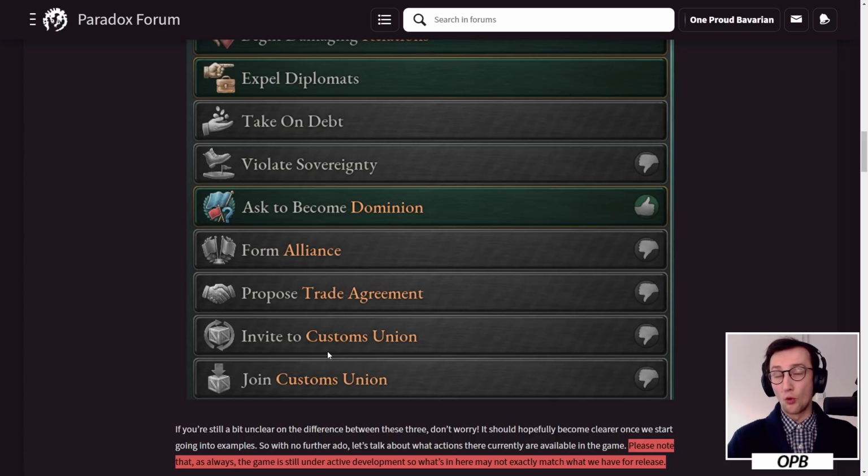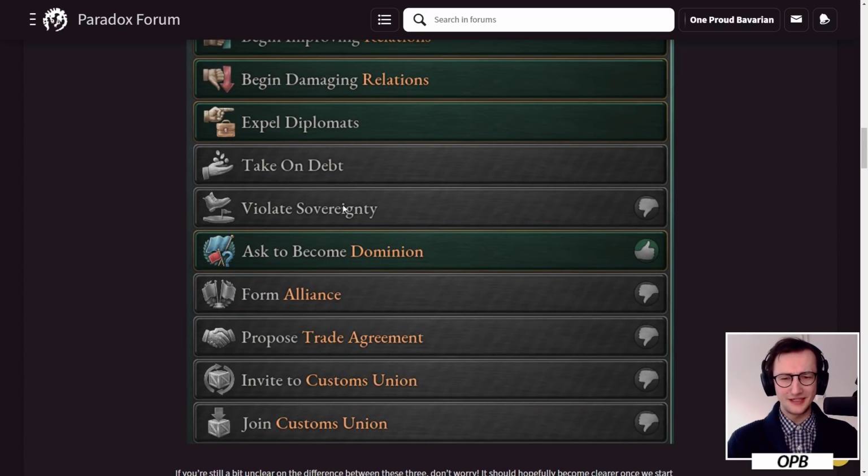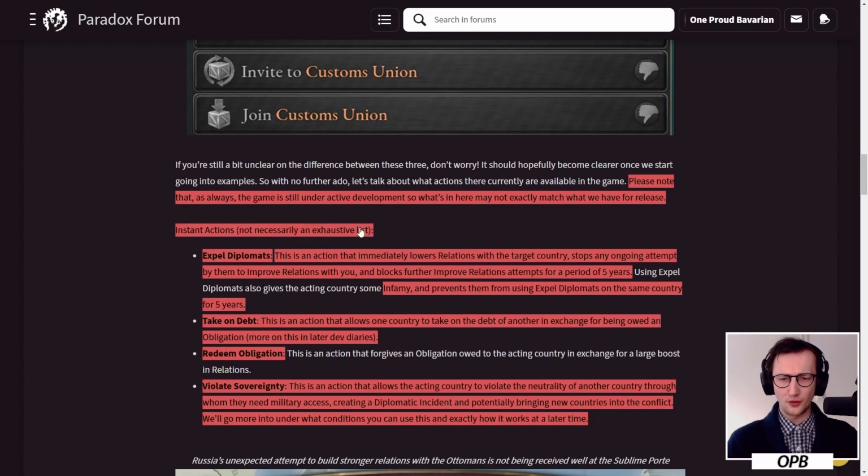All of these would of course create pacts. This is a pact. But these here are equal. And maybe these are equal, but I don't think they are equal. I think they're still a top-down relationship. Violate sovereignty. Yeah, you don't really need approval. I think you can just do that. But either way, let's take a look at the different actions that we have.